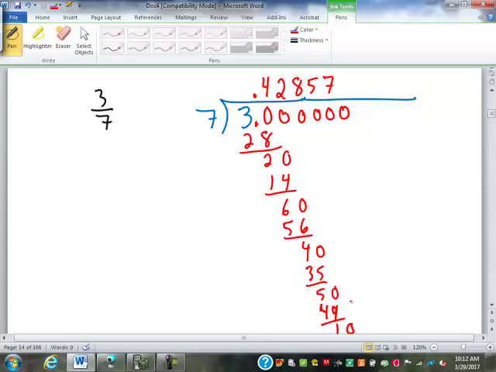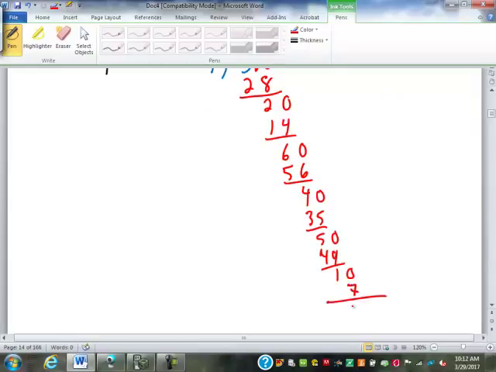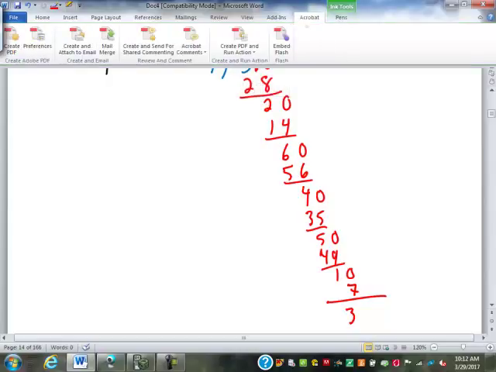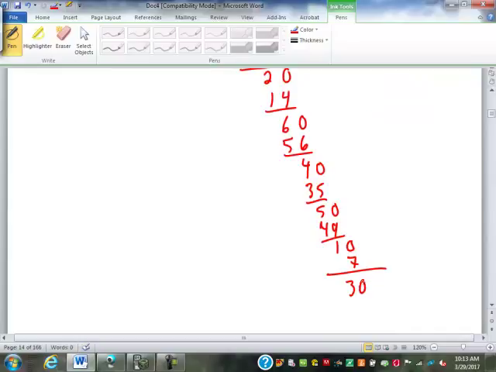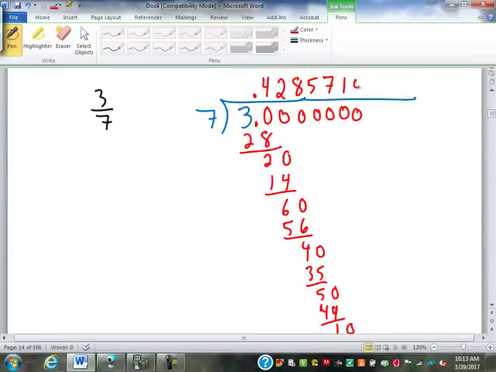7 goes into 10 once. 1 times 7 is 7. Subtract to get 3. Add a 0. Bring it down. 7 goes into 30 4 times. Now, at this point, you might see a pattern. 4 times 7 is going to be 28. We had a 3 and we made it into a 30 and we're subtracting 28. That's where we started this. So this next several steps are going to repeat themselves. This is what we call a repeating decimal.